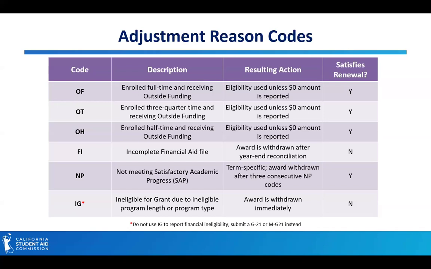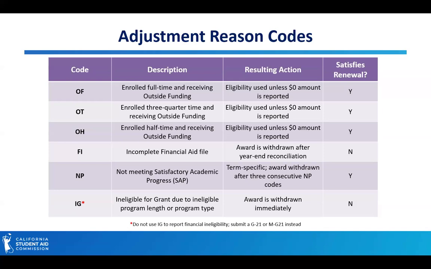FI. This is a code where you only want to use that if you've been trying to get to the student and, hey, I need these documents for verification, but they don't respond. Use FI. Now, unless you can clear the FI by the end of the award year, the student will be withdrawn from the award. We have NP, that's for not maintaining SAP, or satisfactory academic progress.